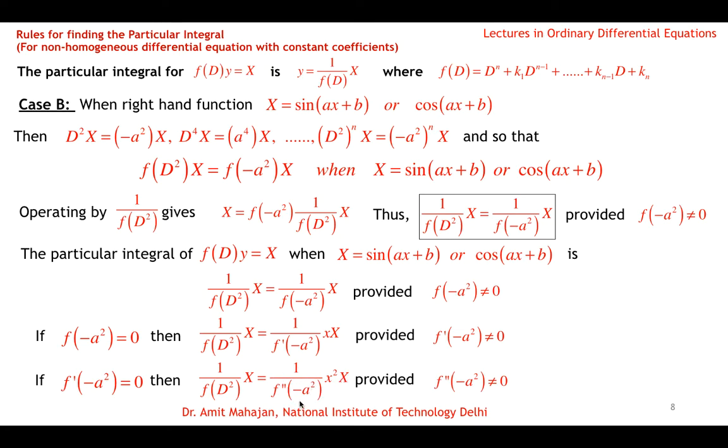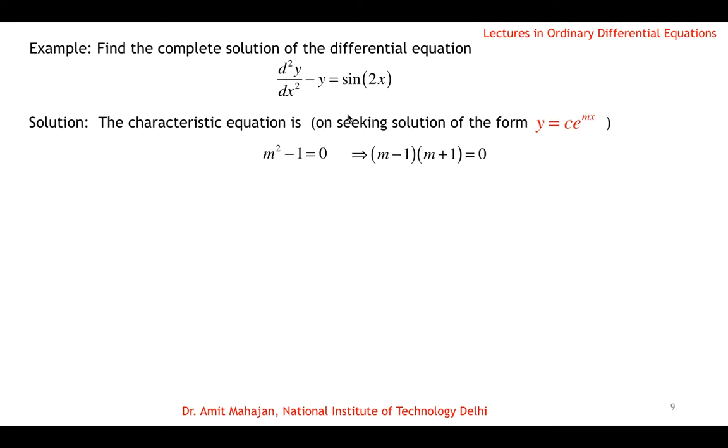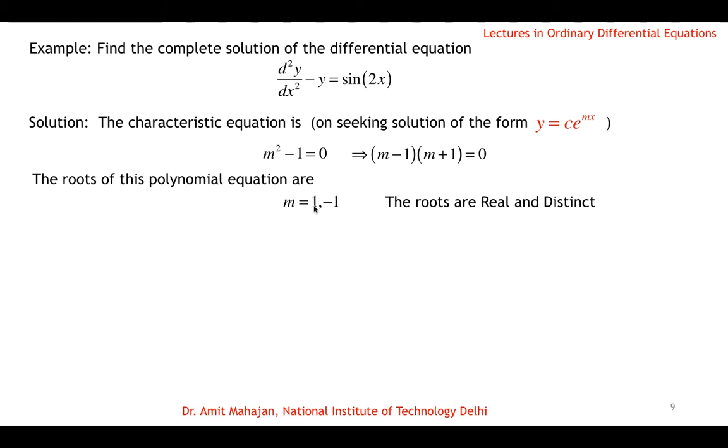So let us take one example for this also. Say find the complete solution of this second order differential equation, non-homogeneous. Right hand side is there. So first we find the complementary function. Characteristic equation is m square minus 1 equal to 0, and so this has roots m is equal to 1 and m is equal to minus 1. So immediately we have a complementary function as c1 e power x plus c2 e power minus x. It is easy to write from here.